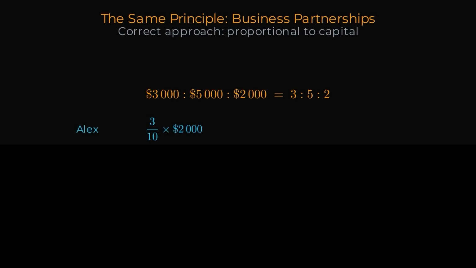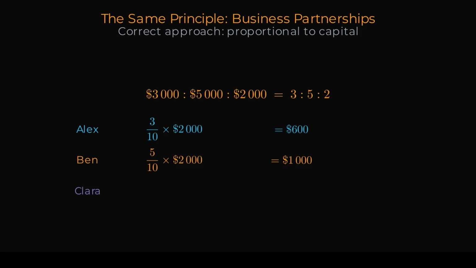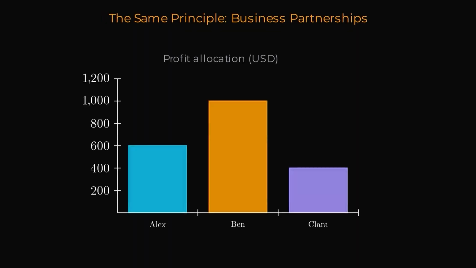Alex owns 3/10 of the business. 3/10 of $2,000 is $600. Ben owns 5/10, half the company. 5/10 of 2,000 is 1,000. Clara owns 2/10. 2/10 of 2,000 is 400. 600, 1,000, 400. Add them. 600 plus 1,000 plus 400 equals 2,000. Every dollar accounted for. The profit chart mirrors the capital chart exactly.